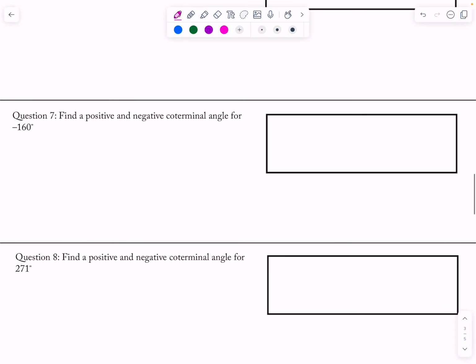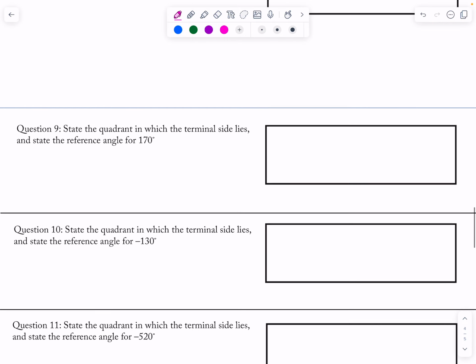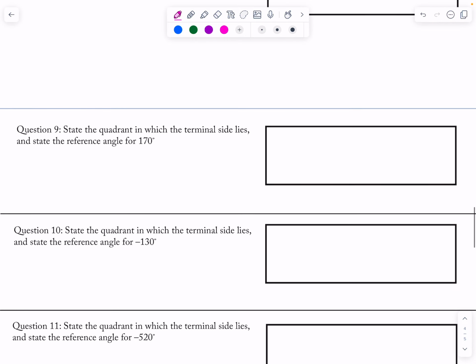Positive and negative, again, did not say sketch, so you do not have to sketch it. Negative 160, so I'm going to add 360, and I get 200. So 200 is a positive coterminal angle. Negative 160 and a negative 360 would give me a negative 520 degrees.